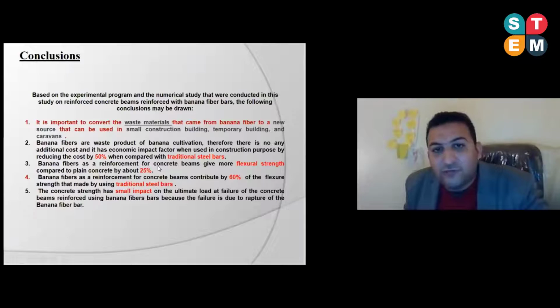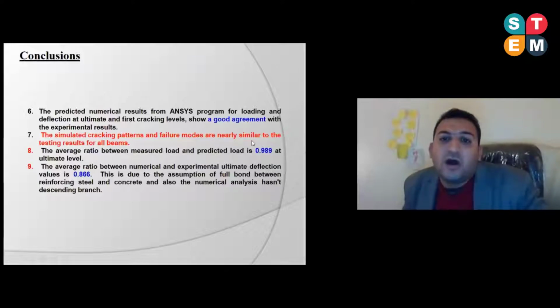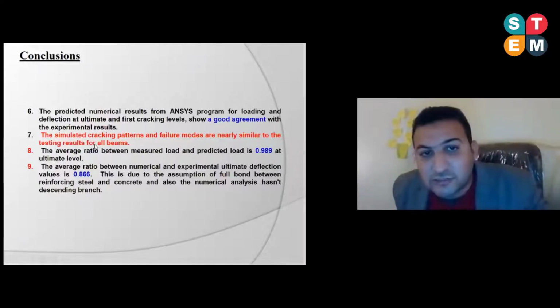Banana fiber reinforcing for concrete beams gives more flexural strength compared to plain concrete. Banana fiber bar reinforcement contributes 60% of the flexural strength when compared with the traditional steel bars. The concrete strength has a small impact on the ultimate load at failure. The predicted numerical results using the ANSYS program are in good agreement with the experimental results. The simulated cracking pattern and the failure modes are nearly similar to the testing results for all beams.